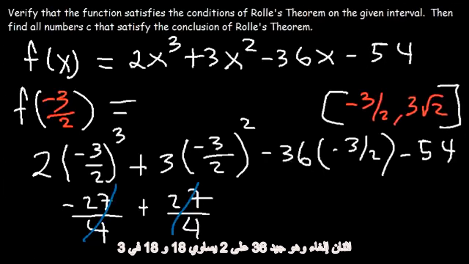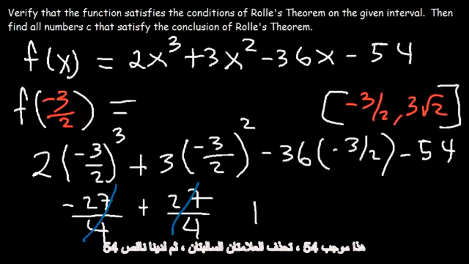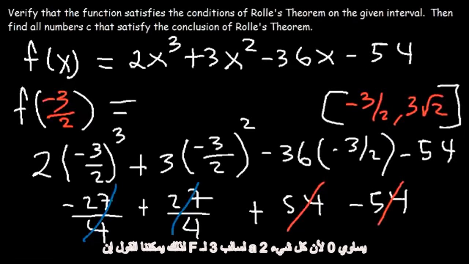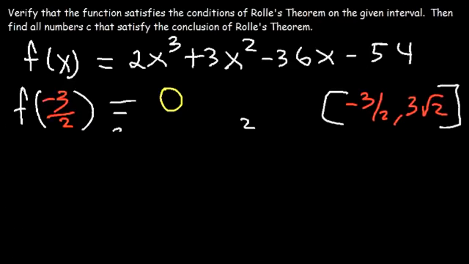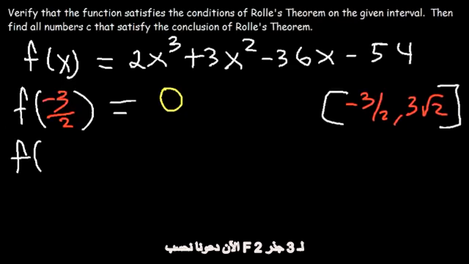36 divided by 2 is 18, and 18 times 3, that's positive 54. The two negative signs cancel, and then we have a minus 54. So therefore we could say that f of negative 3 over 2 is 0, since everything cancels. Now let's evaluate f of 3 root 2.